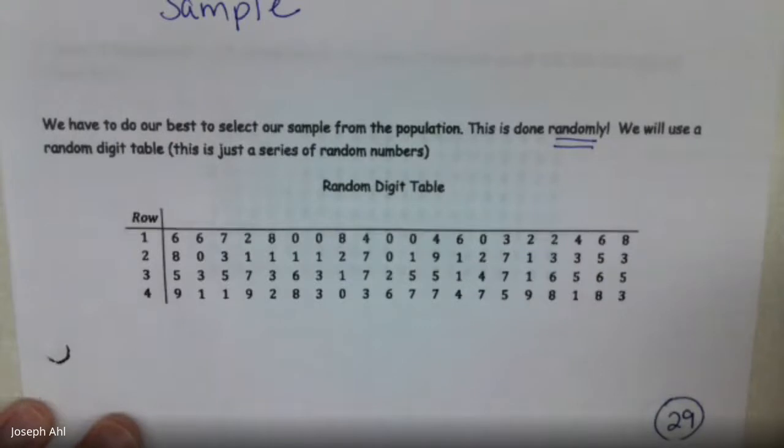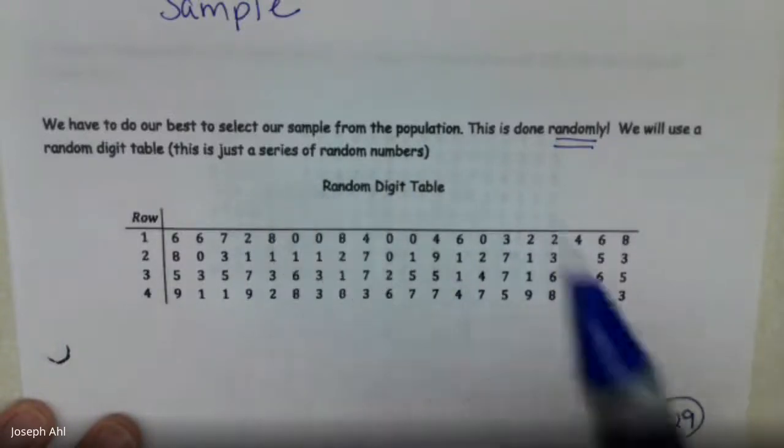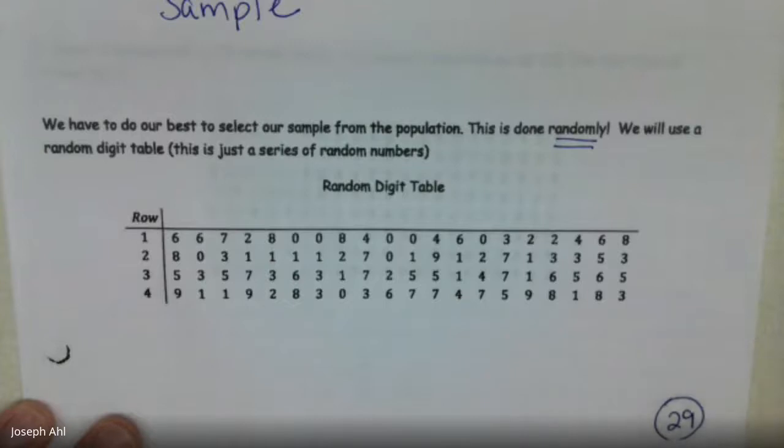And in order to do that today, I'm going to illustrate one way that we can do it, which is by using a random digit table, which, as it implies down below, if you look at it, is just a series of random numbers. And of course, there are computer programs that can do this for us. Our calculator can help us generate random digits.